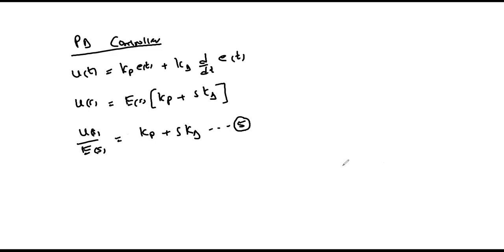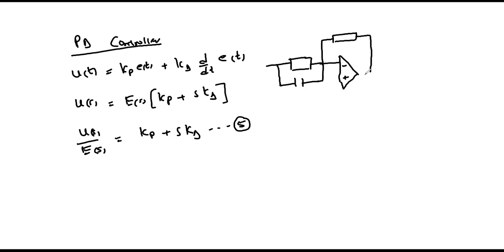The electronic implementation of the PD controller is achieved as follows. So on the first operational amplifier network, we have a resistor capacitor parallel network on the forward path, and a resistor on the feedback path. Then the sign inversion stage.